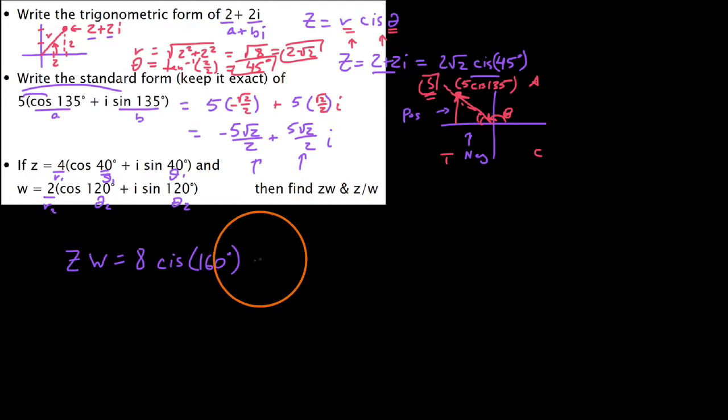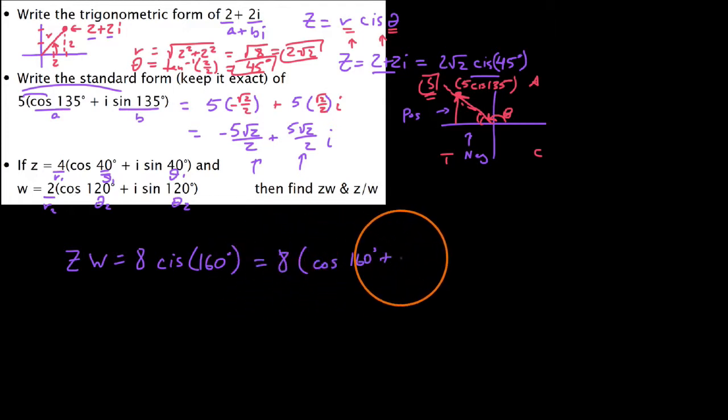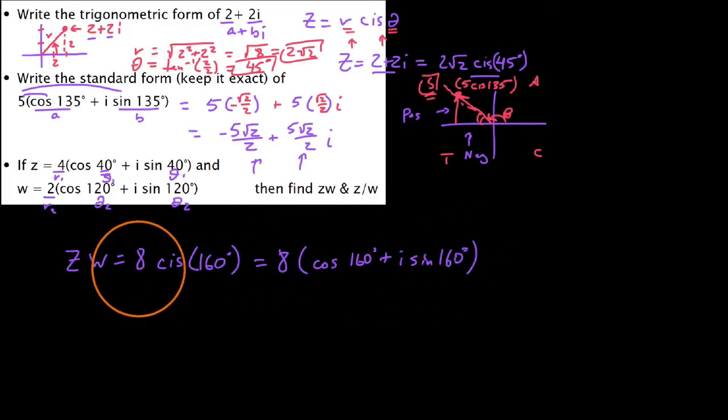We could also write this out. We could say cosine 160 plus i sine 160, just to refresh our memories. As well, if this were something that were over 360 degrees, you would just write it as an angle between 0 and 360, because you'd have another angle between there that would terminate in the same place as an angle that was over 360. Okay, so z times w, we want to do z divided by w now.